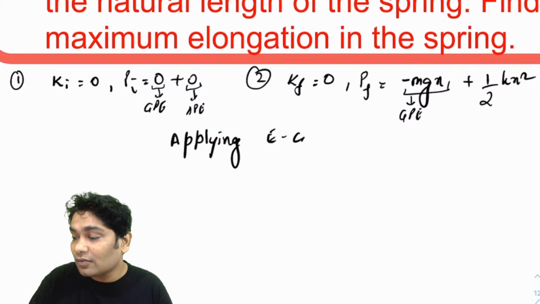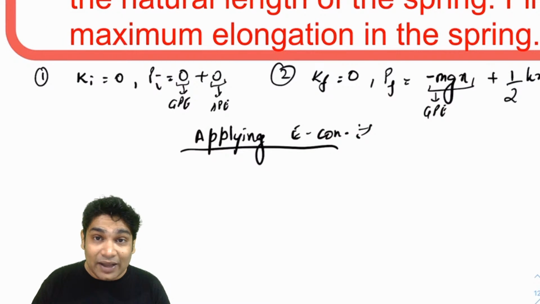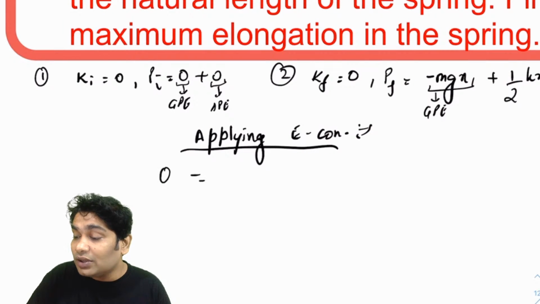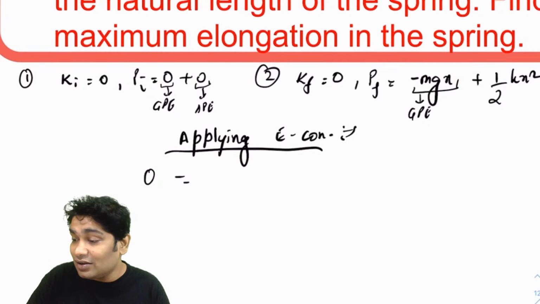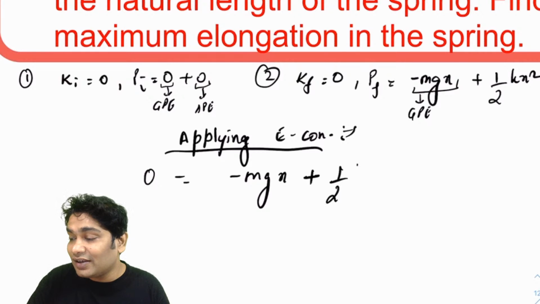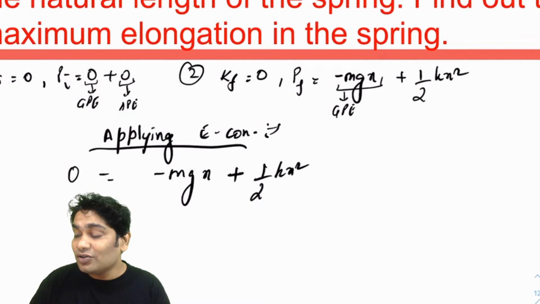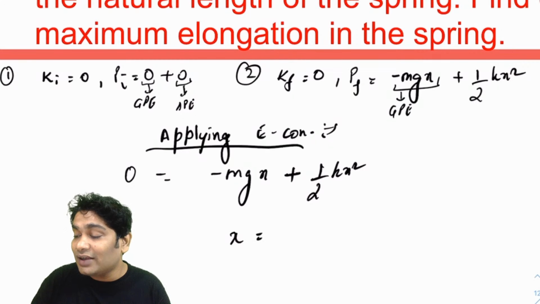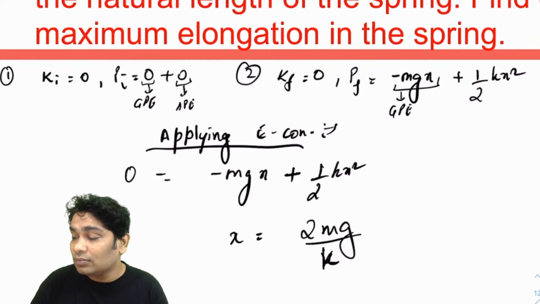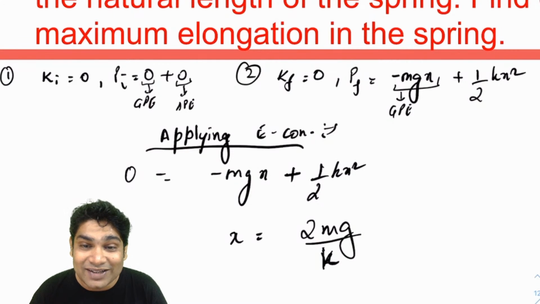Applying energy conservation, I can say that the initial total mechanical energy, which is 0, should be equal to the final total mechanical energy, which is minus mgx plus half kx square. So from here, if I solve, I get x equals 2 mg over k. That's it. So 2 mg over k is my answer.